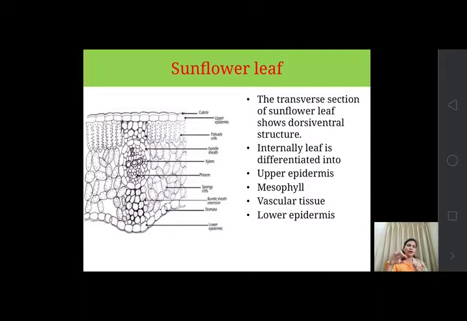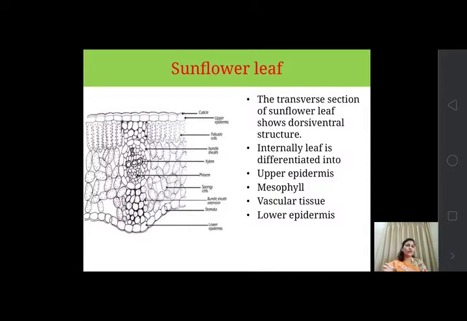First, at the upper side, it shows the upper epidermis. Then inside the upper epidermis, it shows different types of parenchymatous tissues, or you can say the mesophyll tissue. These mesophyll tissues are like parenchymatous tissues, but they are modified as they contain chlorophyll pigments, and in case of leaf they are somewhat different in shape. So they are known as the mesophyll tissue.